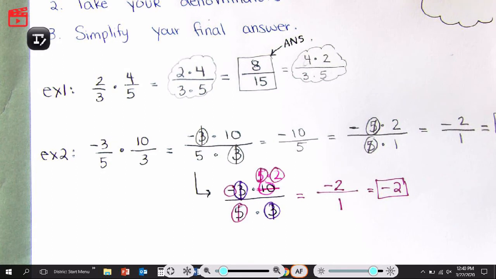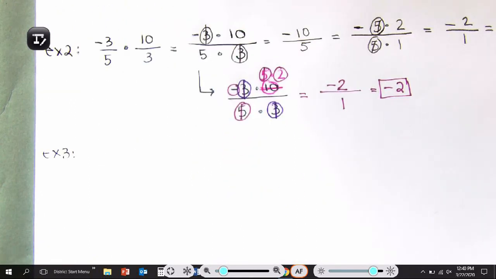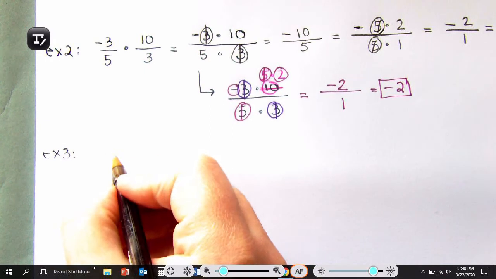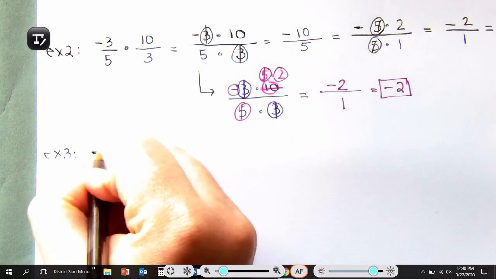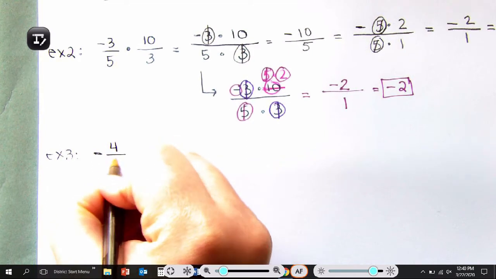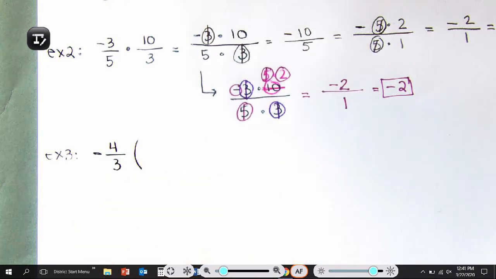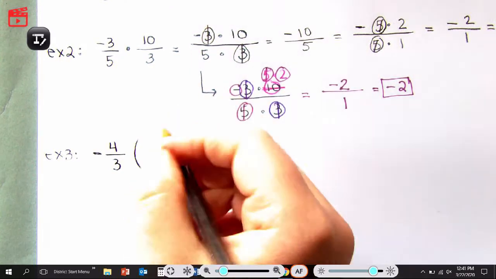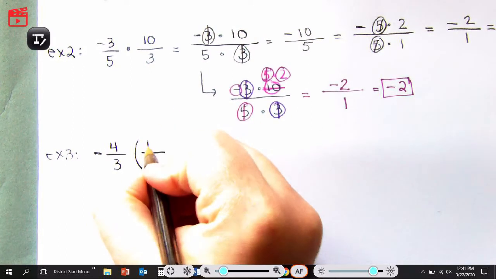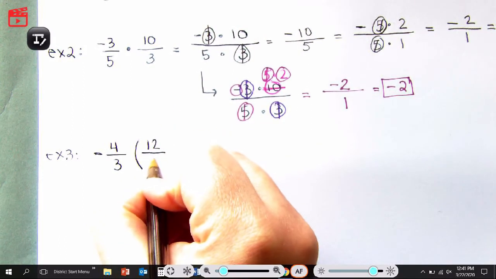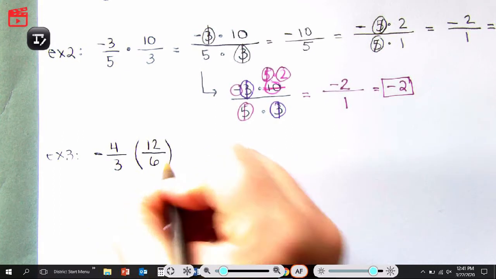Example number 3. So let's do something with even more negatives. I'm going to do a negative 4 thirds. And I'm going to multiply that. And I'm going to show you a different way to multiply. Not necessarily a different way to multiply, but a different notation that also means multiplication. And I'm going to say 12/6. We want an improper fraction.